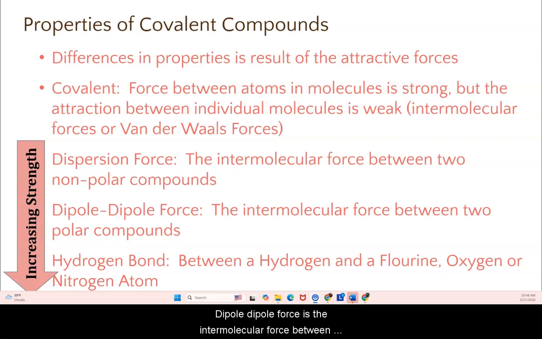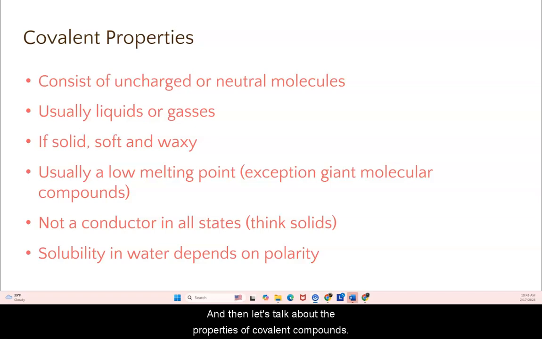Dipole-dipole force is the intermolecular force between two polar compounds. And then a hydrogen bond. This is a bond between a hydrogen and a fluorine, oxygen, or nitrogen atom, and they're incredibly strong. We will be doing another video looking very deeply into these different forces. This is just a really good overview. And then let's talk about the properties of covalent compounds.